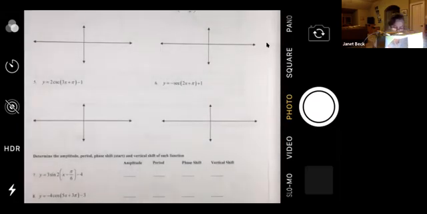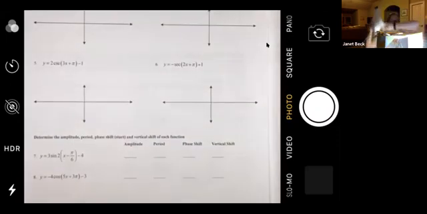Let's do 2 more graphs. We'll do the front and we'll stop this video and then we'll start a new one in a second. So we've got a graph now, a cosecant and a secant.